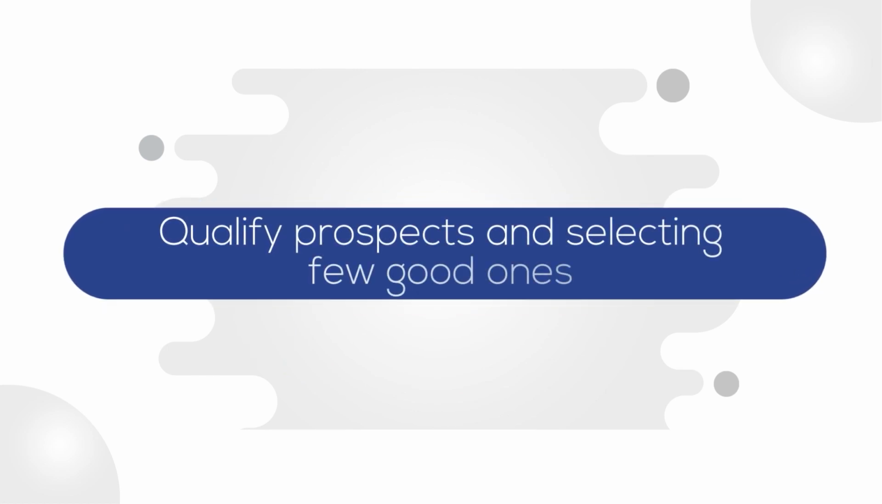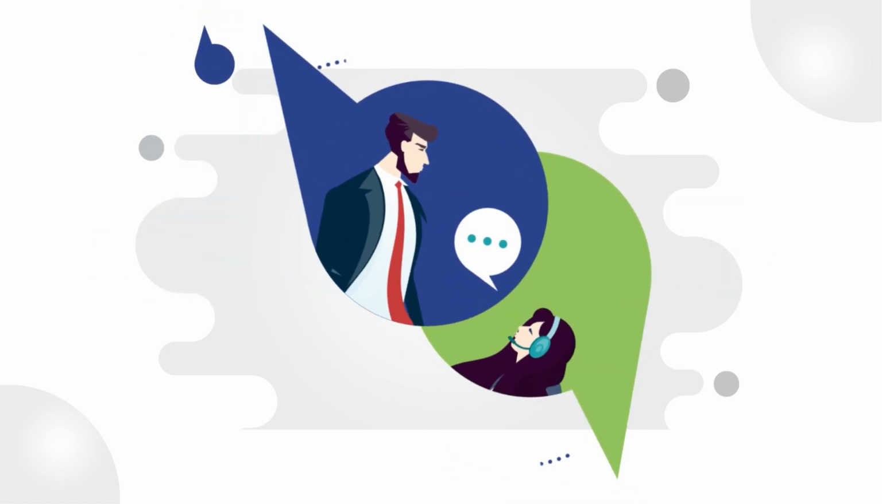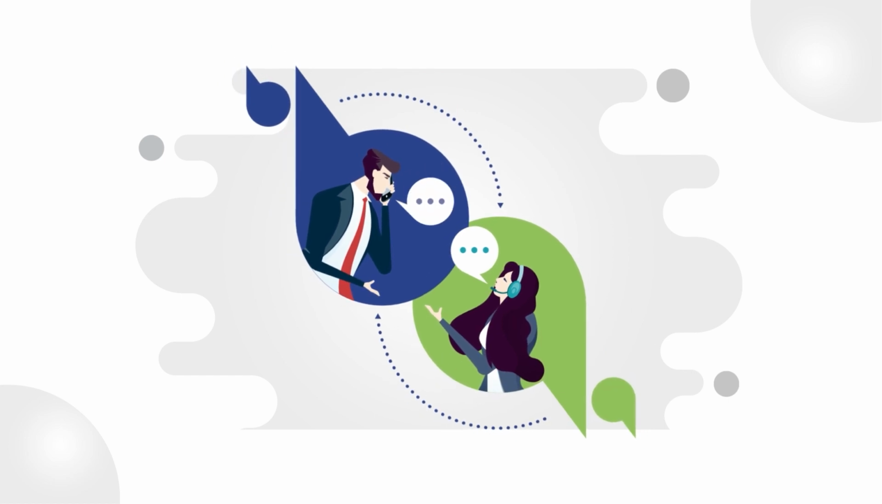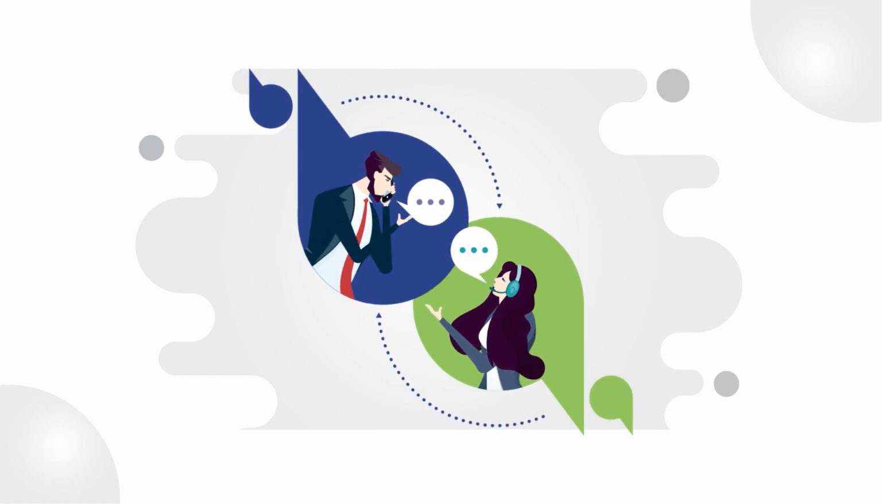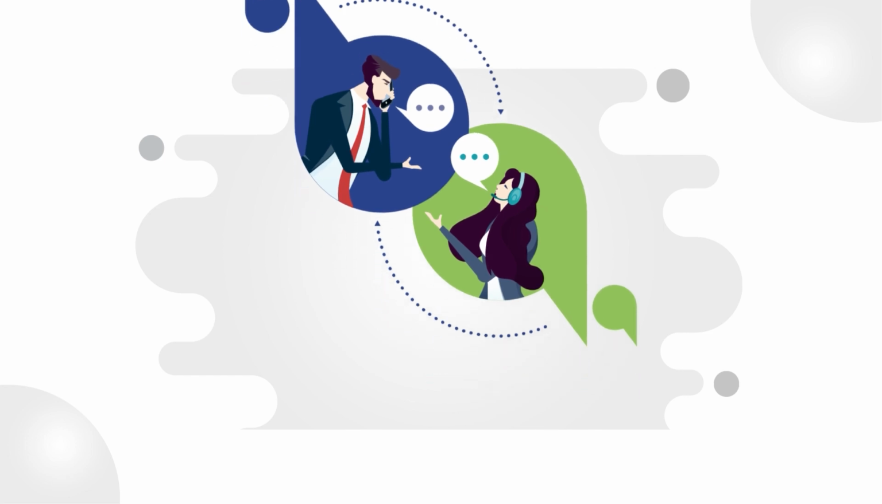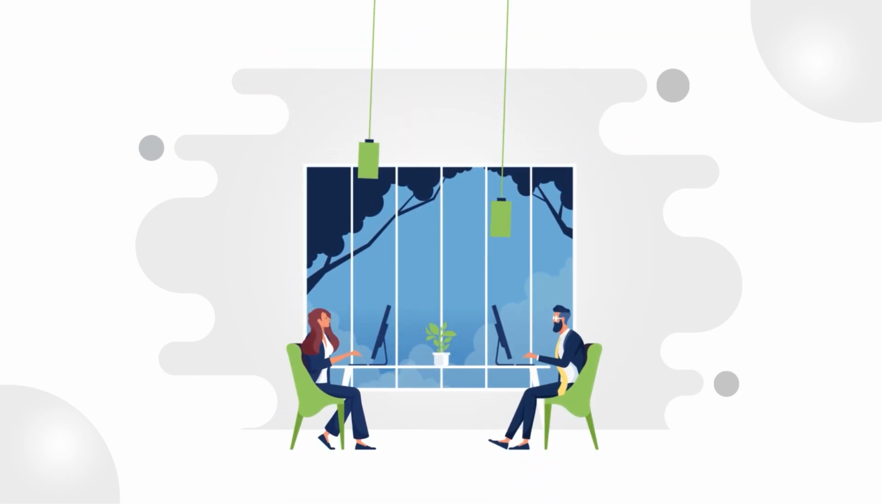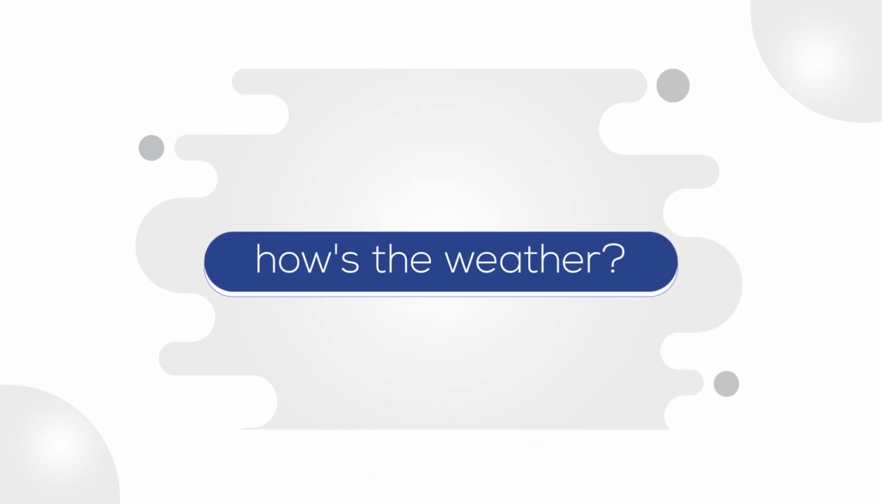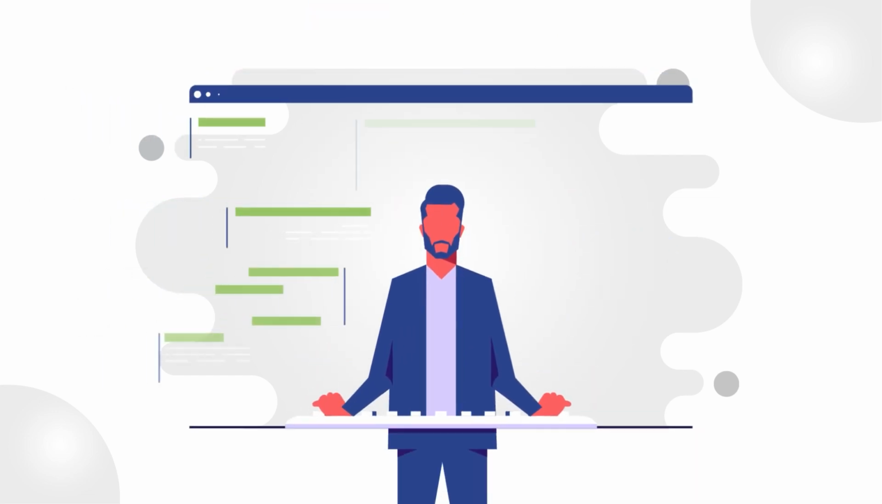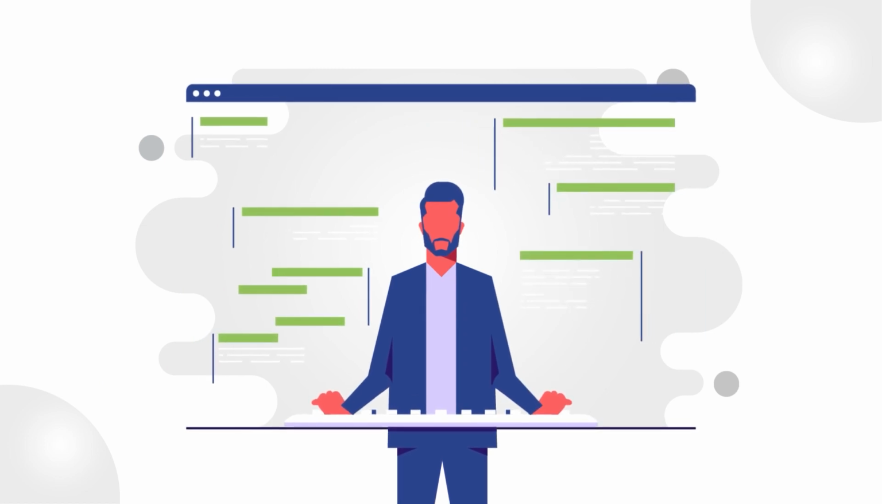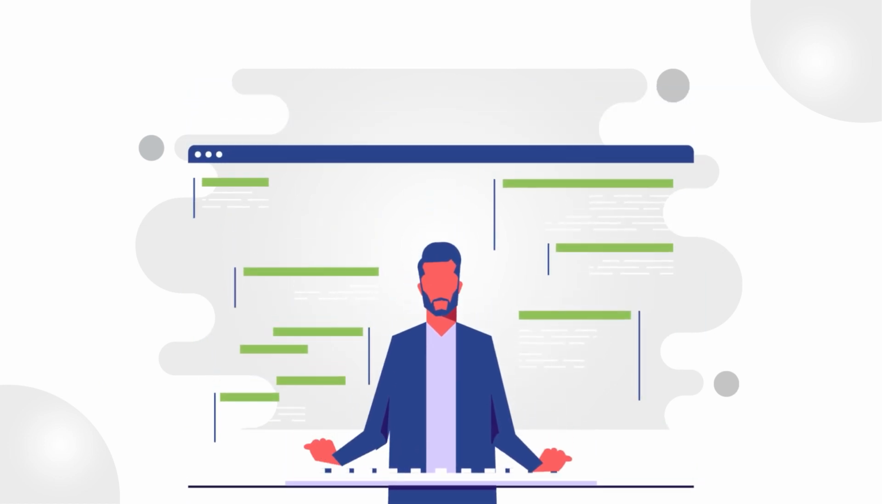Step 3. Qualifying prospects and selecting a few good ones. Qualifying by phone is not easy. You need to build rapport so you can ask questions to qualify the prospect. Do your research on the company or individual and ask them a question about one thing you've discovered. Try a simple question like, "How's the weather?" Do your research on what the forecast's going to be. Then make a statement to show you've done your research.